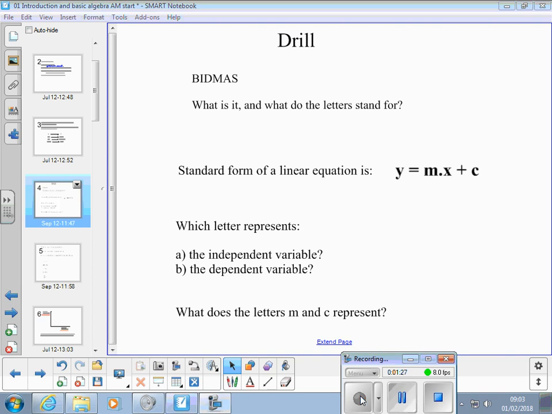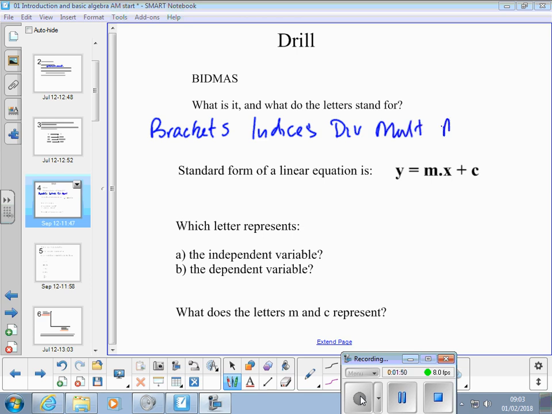Right, gents, let's have a look, see what we know. BIDMAS, what does it mean? Anyone like to offer me an answer? Brackets, yeah. Brackets, indices, division, multiplication, addition, subtract. More formally, they are the laws of precedence.